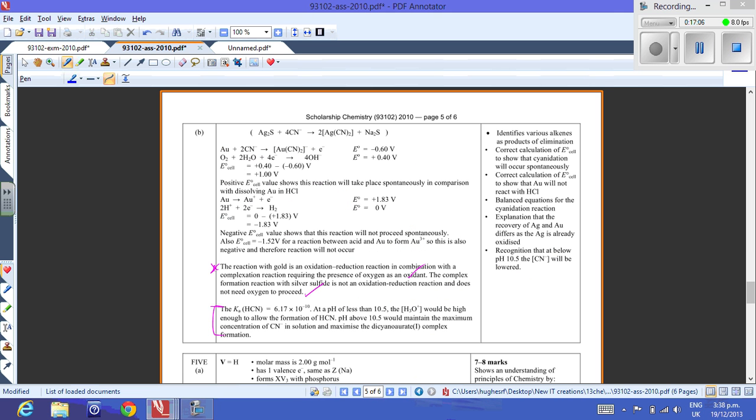And as the NCEA guys say, the Ka value of HCN is that at a pH of less than 10.5, the concentration of H3O+ would be high enough to allow the formation of HCN, which is not what you want. The pH above 10.5, however, would maintain the maximum concentration of cyanide ions in solution and maximize the dicyanoaurate complex formation. So that's a nice question.